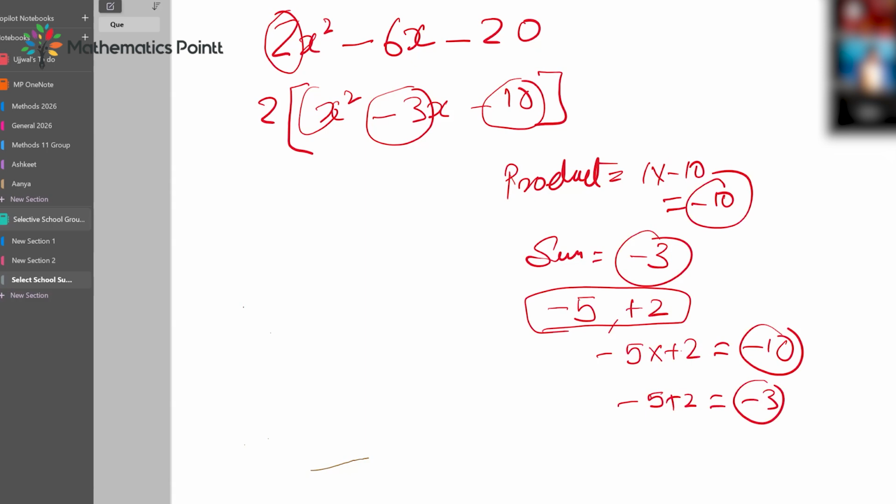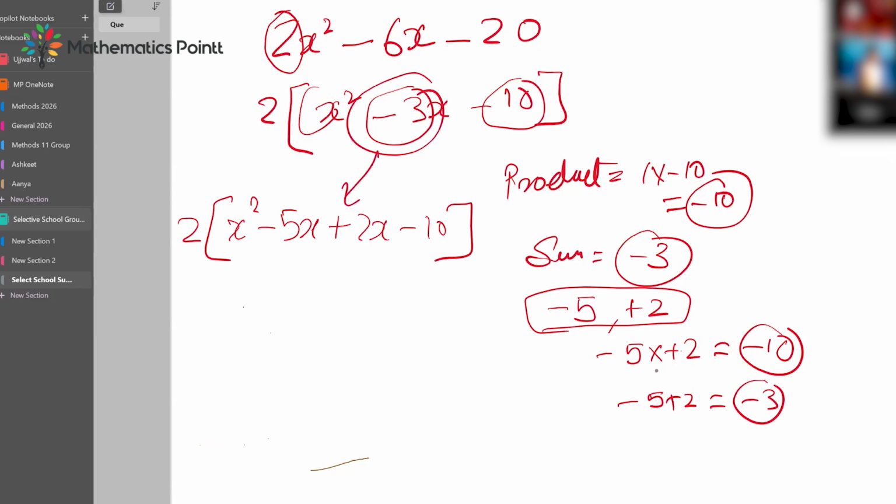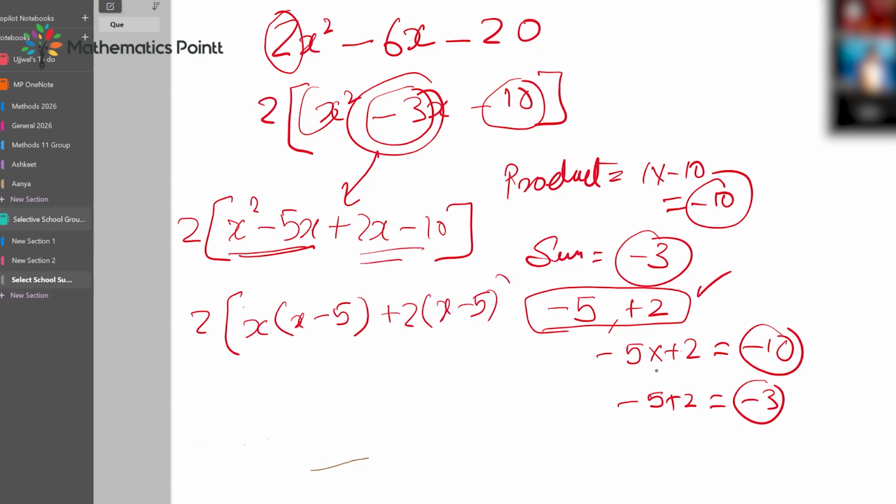Let's split it up. And I have x squared minus 5x plus 2x minus 10. I split this up into the pair that I found here. In the first two terms, I can take x out, it becomes x minus 5. In the second two terms, I can take a 2 out, it becomes x minus 5. And this 2 travels along, I don't touch it.